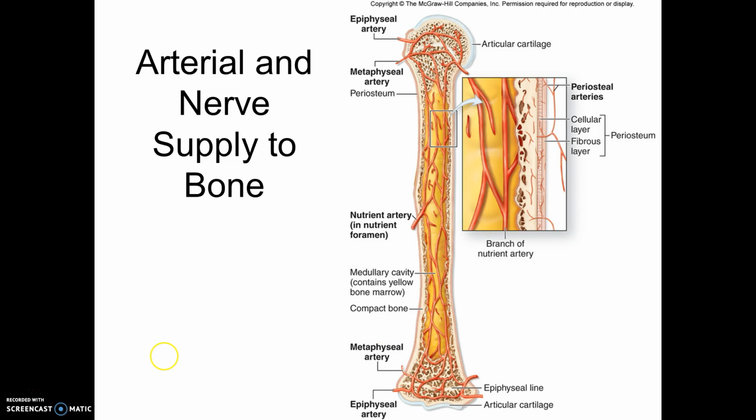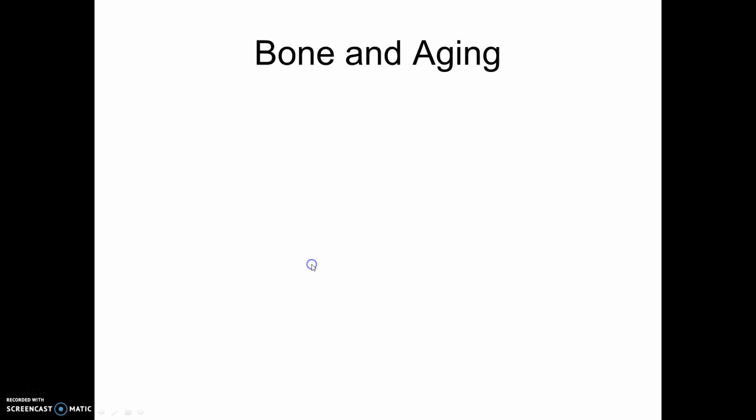Now there's an extensive arterial supply through the periosteum and the nutrient foramen, which are the nutrient arteries here, which bring nutrients and oxygen to bone and take away waste. They also circulate hormones that are needed to signal bone growth and repair. And certainly nerves in bone will also signal the need for injury and repair to bones.